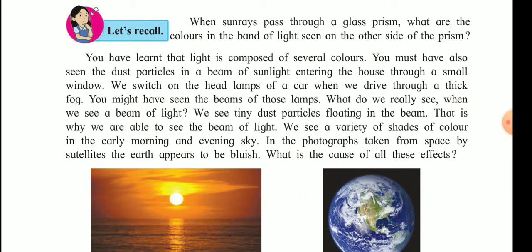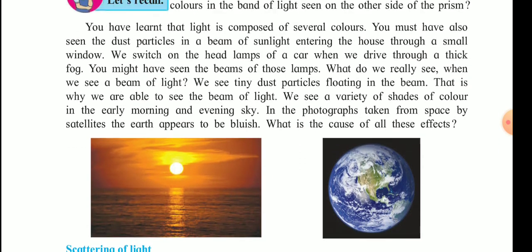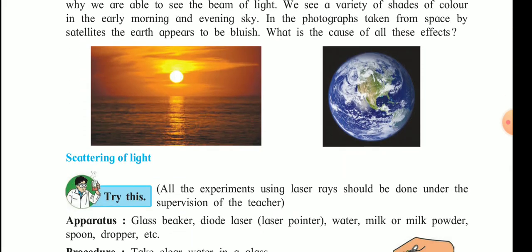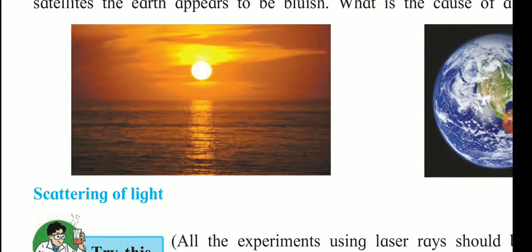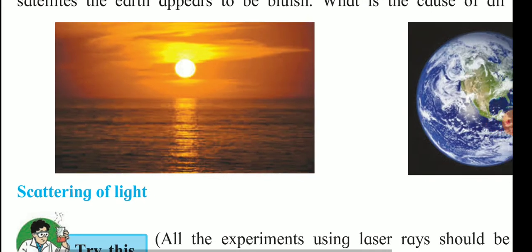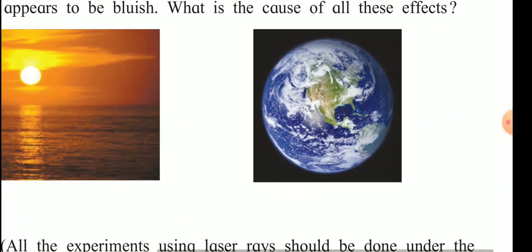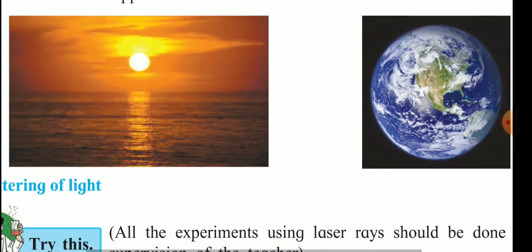We see a variety of shades of color in the early morning and evening sky. In the photographs taken from space by the satellites, the earth appears to be bluish. So what is the cause of all these effects? The cause of all these effects you have to learn in this chapter. You can see here, during sunrise or sunset, the color of the sky is like this. And from space, the earth appears bluish in color.